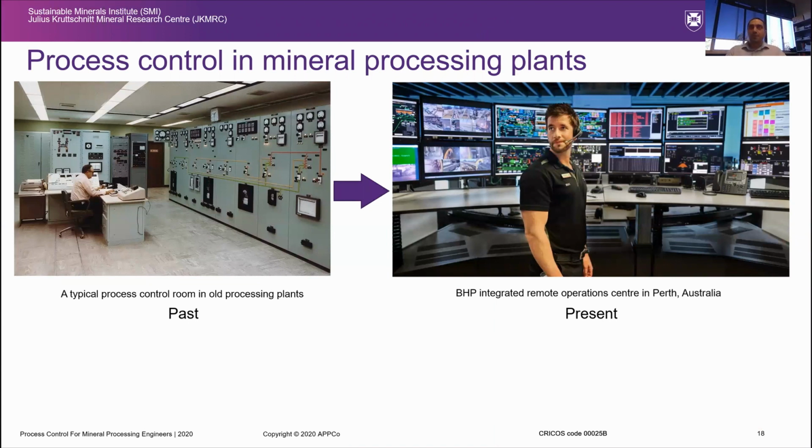So I think the first thing you should notice is there is a huge advancement in what's happening in process control nowadays. So I put one view of the old kind of process control rooms and the new ones, this is like a BHP integrated remote operation center in Perth. And you can see it's a huge difference now. And that's because of the advantage of digitization and advances in technology, which help us to improve a lot. And the key point that you can see here is having lots of cameras, a visual observation of the process, which basically is a key point.